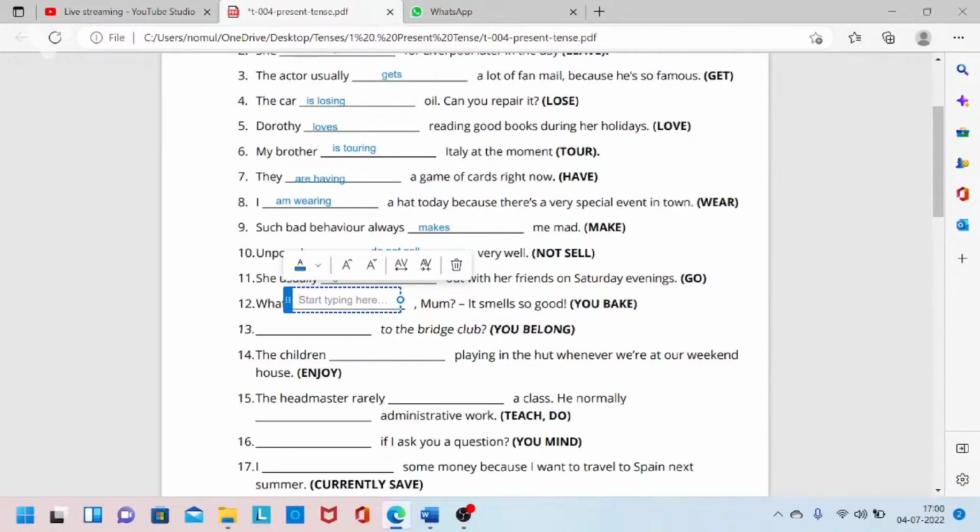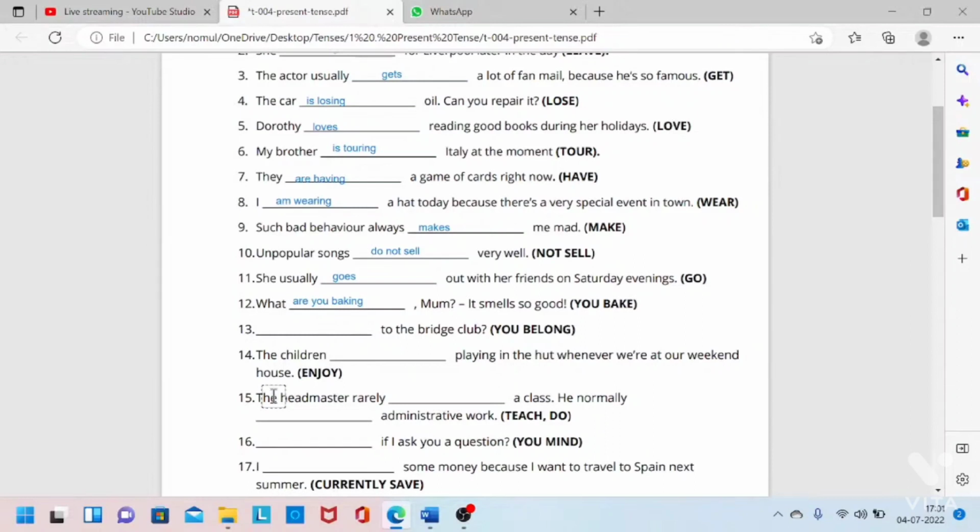What dash mom, it smells so good. So the helping is like you bake. Using you bake we have to frame the sentence. So I am using it now. What are you baking, right? What are you baking, mom? It smells so good, isn't it? Yes, even I smell something here. So let's see, should not get disturbed.